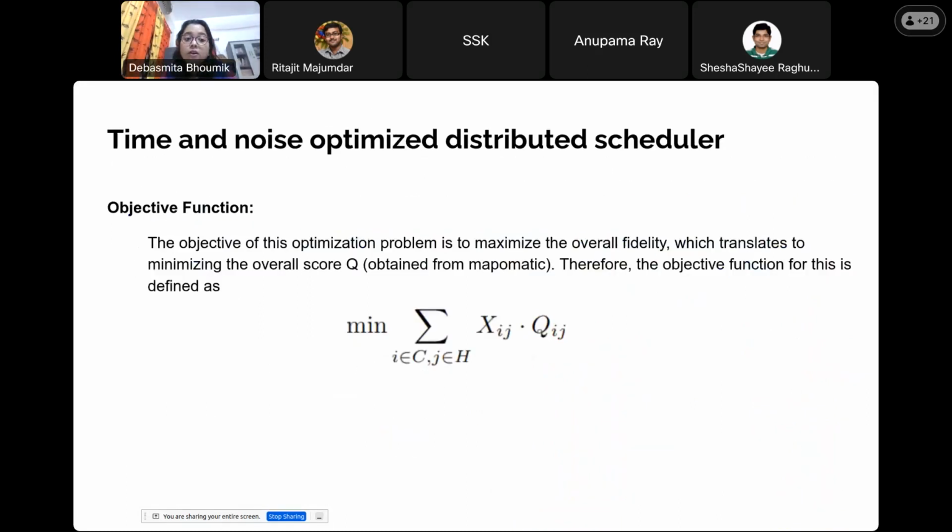So now comes to our objective function. The objective function of this optimization problem is maximizing the fidelity. And maximizing the fidelity means minimizing the overall score which we have gotten from mapomatic. So this is the objective function defined. Qij is the mapomatic score and Xij is the flag variables we have seen in the ILP. We have to minimize this.